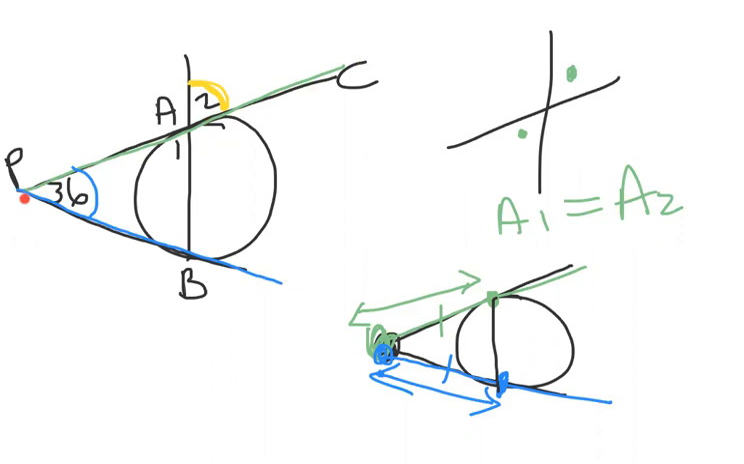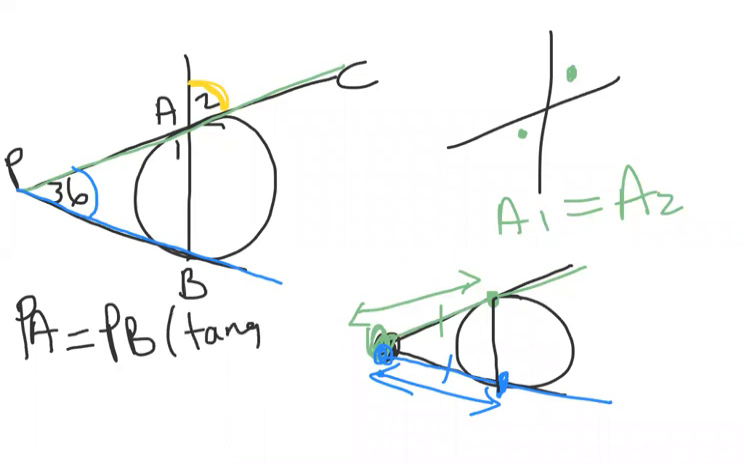So that means PA equals PB. And the reason is they are tangents from the same point. I'm going to put here: tangents from the same point. So that's the reason you put in.